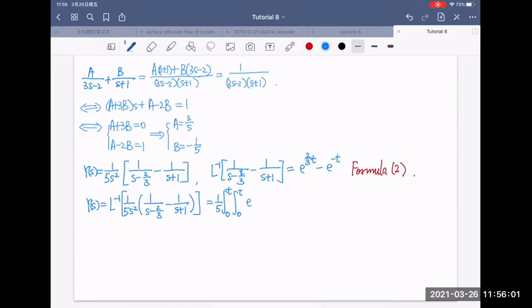So let's use a different notation, sigma, because we first integrate sigma from 0 to tau, then integrate tau from 0 to t, then you get a function of t. So anyway, you need to integrate it twice because of this s squared. 1 over s corresponds to an integral, while 1 over s squared corresponds to 2 integrals. So if you can integrate it twice, you get the result.